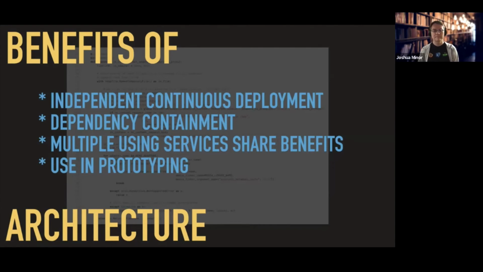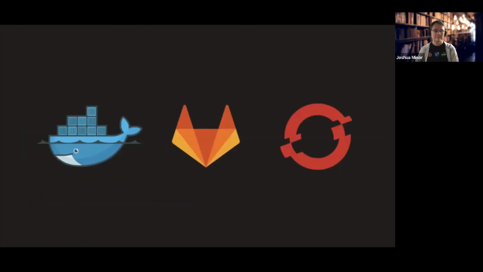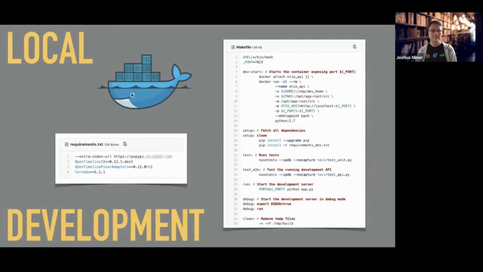And we've actually found that we can pass the endpoint off to our users, and they find it straightforward to prototype and play with in script. We find that the development workflow is also pretty straightforward. It involves three main players: Docker, GitLab, and OpenShift, which is actually a container orchestration platform built on top of Kubernetes. Our local development all happens within Docker containers.